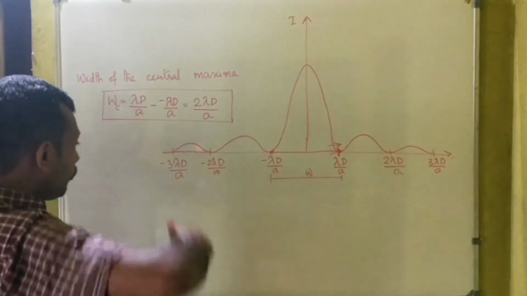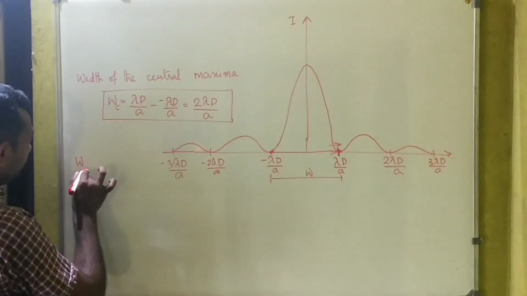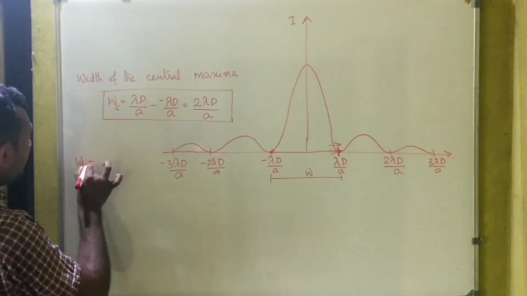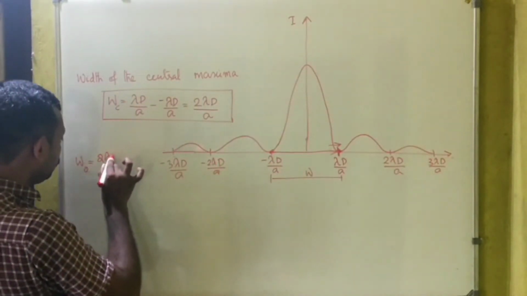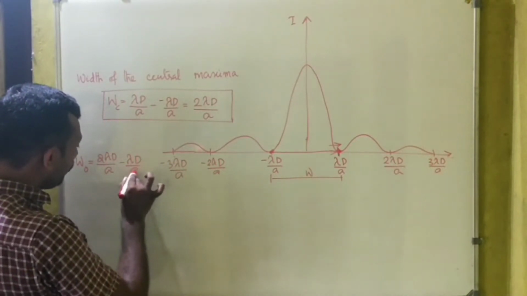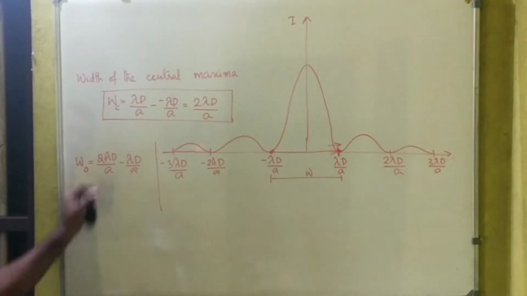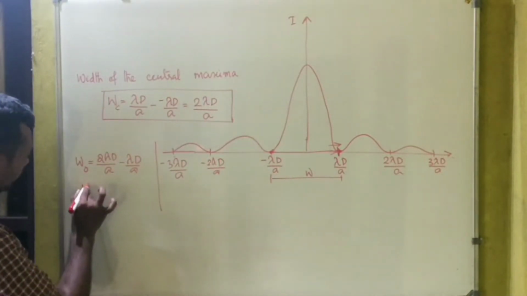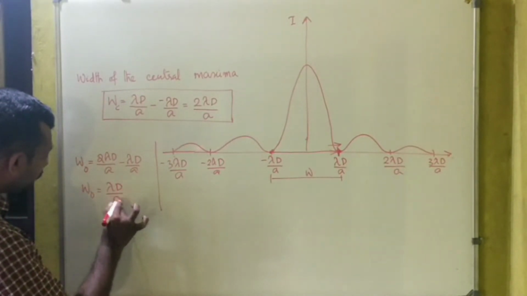Then what is the width of all other maxima? Width of other maxima, if I say W0, you can see here 2 lambda D by a minus lambda D divided by a, right? So the width of other maxima is equal to lambda capital D divided by a.